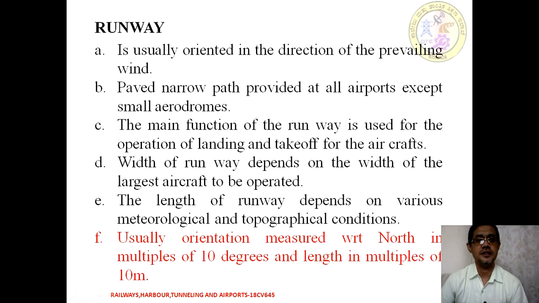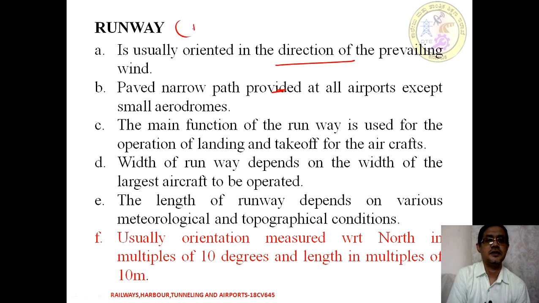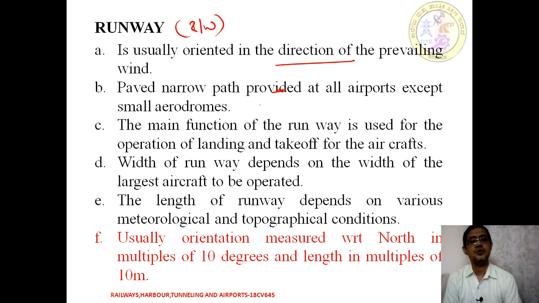So we'll start with the definition of a runway. As the name itself indicates, run and way. It is the way provided for the actual operation. It is designed with respect to the direction of the prevailing wind. So the runways are always designed or oriented with respect to the prevailing wind. It is a paved path for the landing or takeoff of an aircraft.